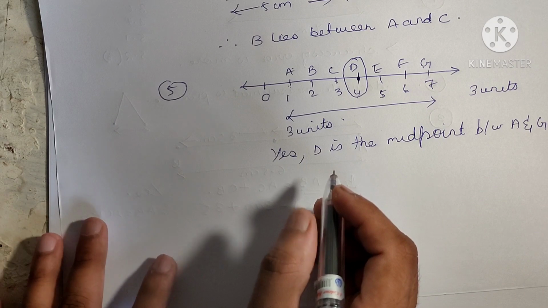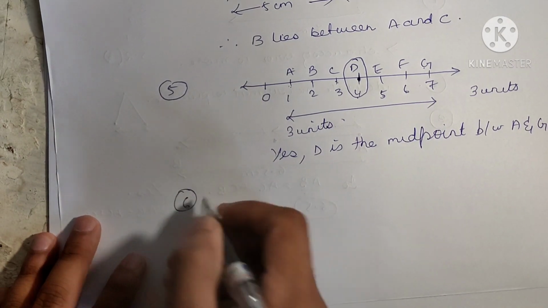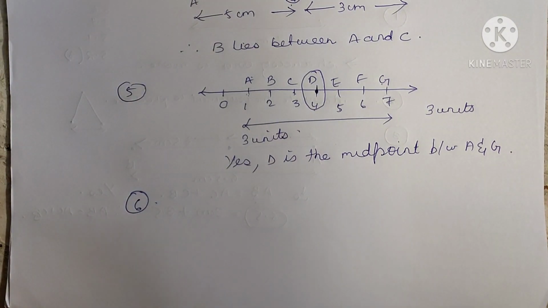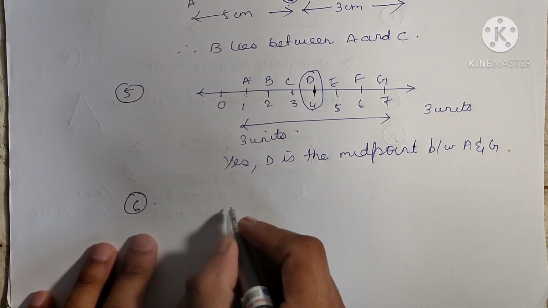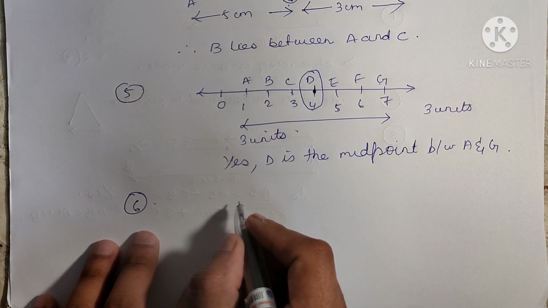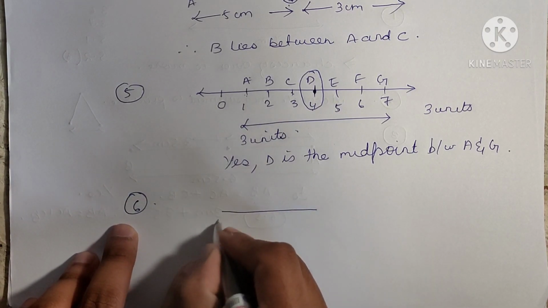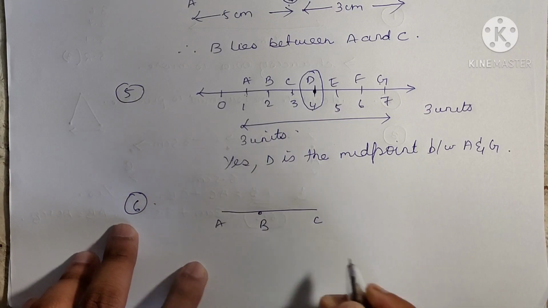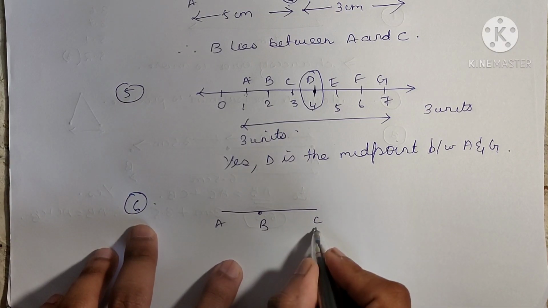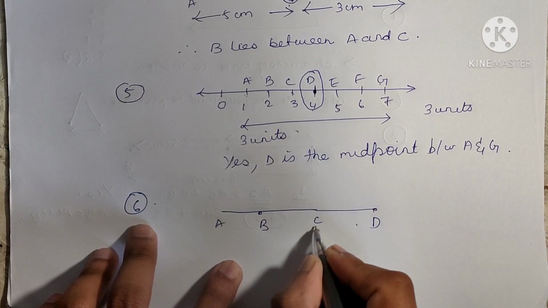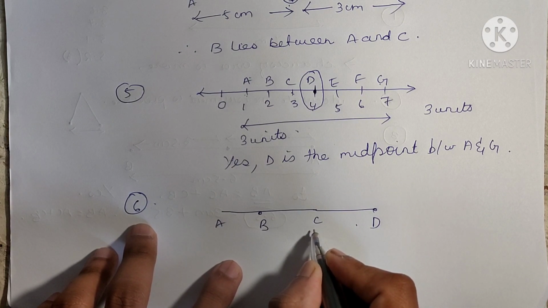Okay, next is number 6. Let's see the question. Number 6 is saying if B is the midpoint of A and C, and C is the midpoint of B and D. The question is always saying midpoint, so I want you to be clear that it is the center between any 2 points. Suppose you are taking A and C here, and B is the midpoint, that means the center. And then again it is saying C is the midpoint of B and D, somewhere here. D will be here because C is the center.